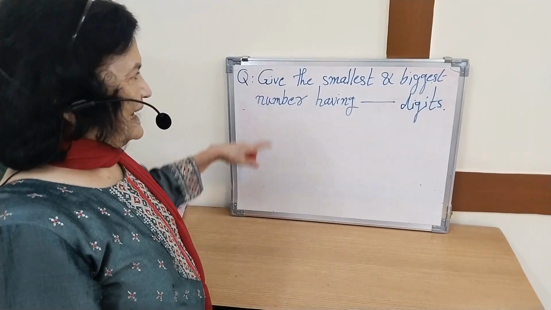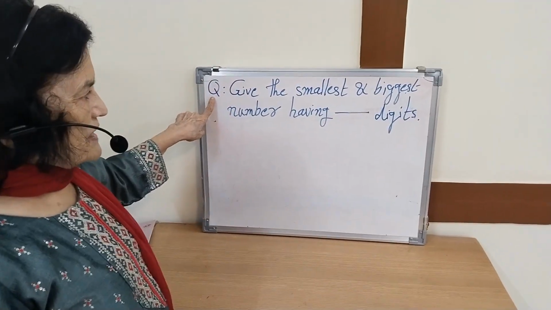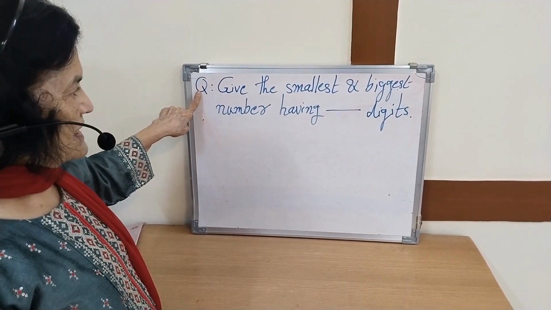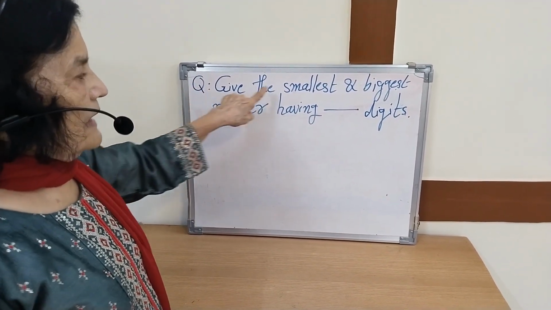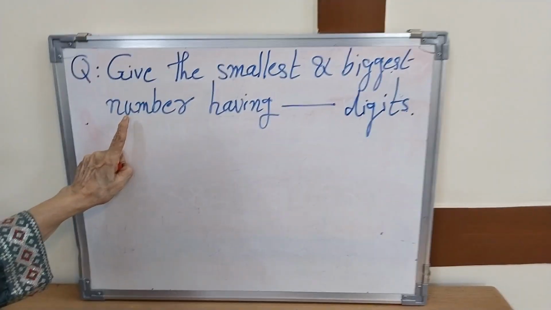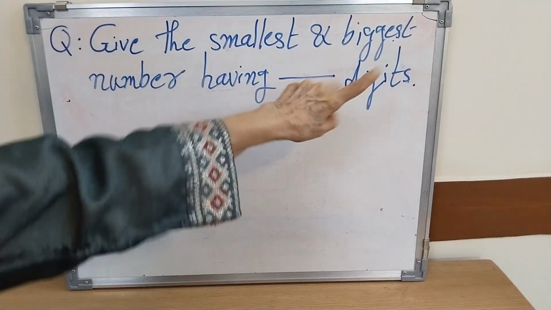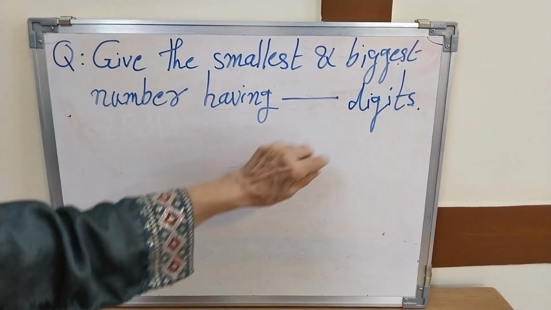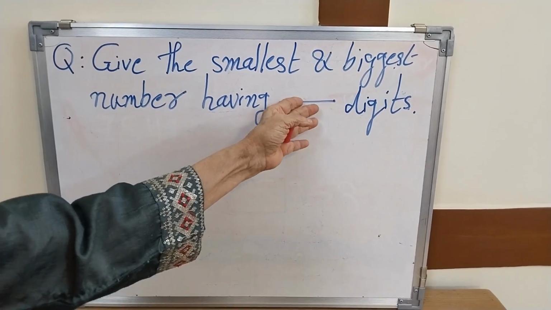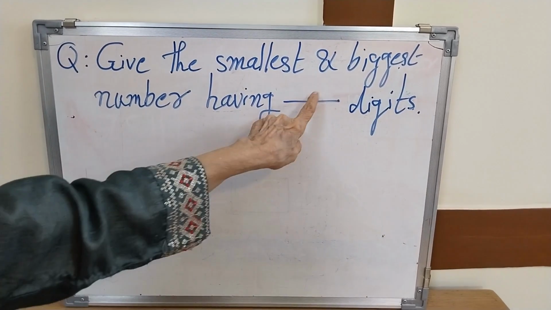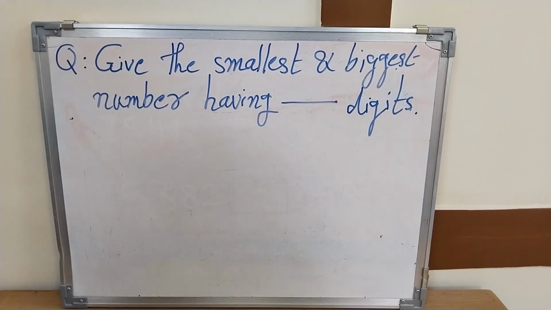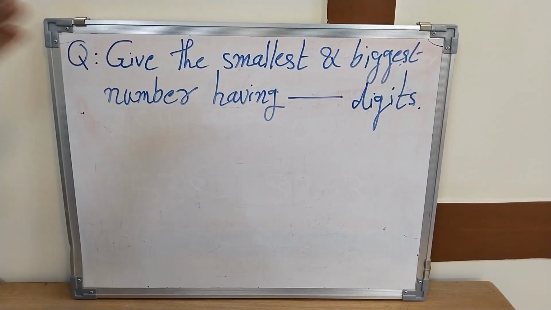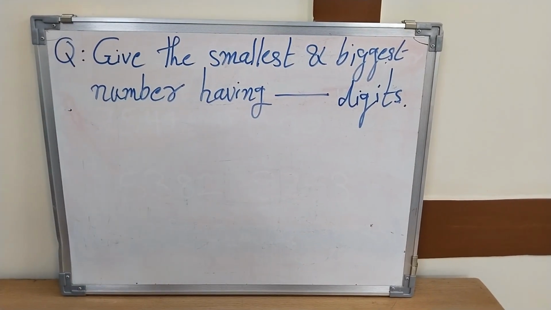Now sweetheart, let us take the next question. The next question's type is like this. Give the smallest and biggest number having dash digits. Sometimes they will say having 2 digits. Sometimes they will say having 7 digits. The number here will go on changing. But let us know first the meaning of the question itself.